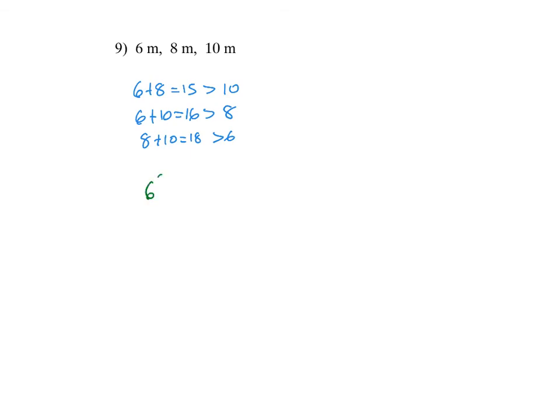Now 6 squared plus 8 squared, compared to 10 squared. So 36 plus 64 is 100. So 100 equals 100. So that means that this is going to be a right triangle.